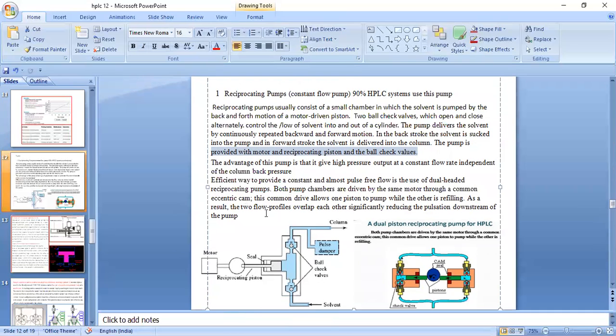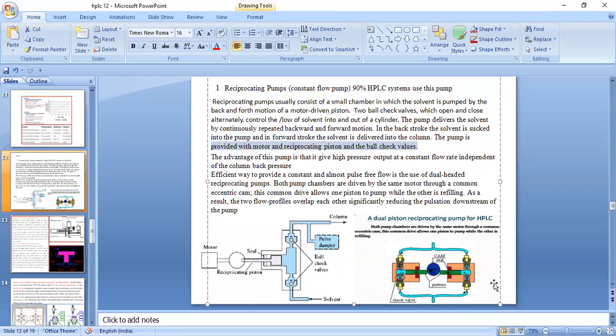Now, what happens if it is only a single piston is that there will be a pause in delivering the solvent. So to remove that pause, what has been done is that there is a dual piston. So we have a dual piston reciprocating pump which has back and forth motion alternately. The efficient way to provide a constant, almost pulse-free flow is the use of dual head reciprocating pumps.